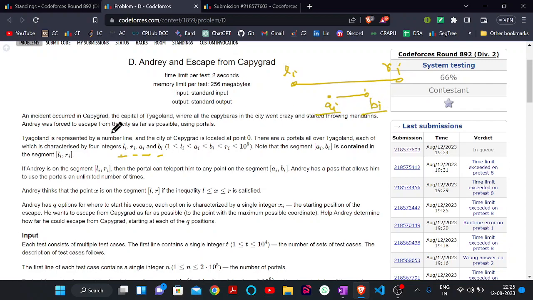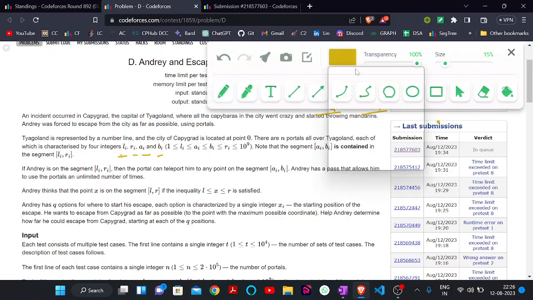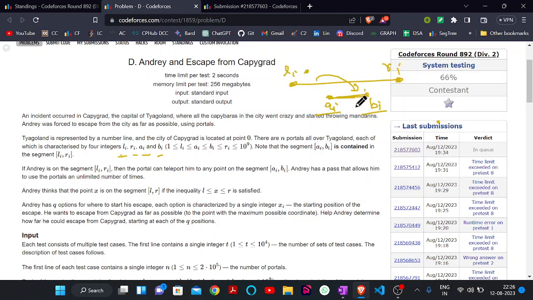In this question, we are given a point. It is given that if you are anywhere from Li to Ri, then you can teleport from this Ai to Bi, to a point in the segment Ai and Bi. There can be a condition that there's another segment, with Lj and Rj for that one, and Aj and Bj for that segment.